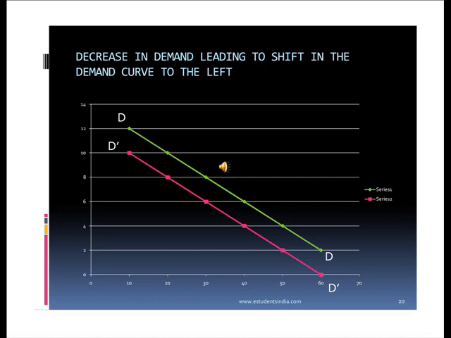Decrease in demand. Decrease in demand: shift of the demand curve to the left. DD is the demand curve and D dash is the new demand curve. Price remains constant. Less quantity demanded for the same price. Demand curve shifts to the left.